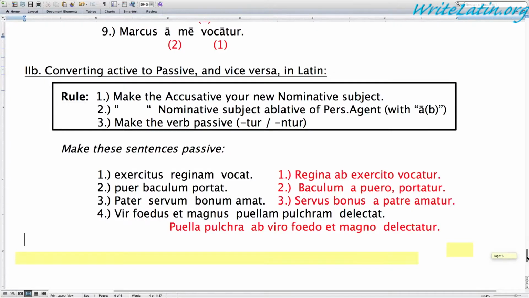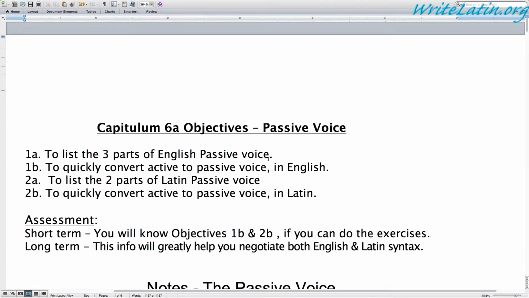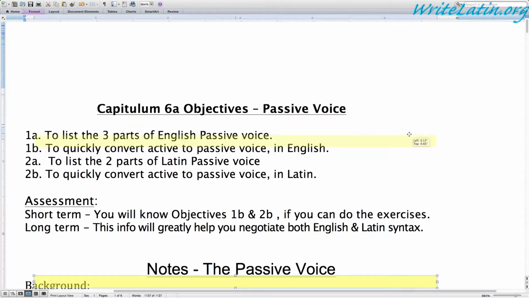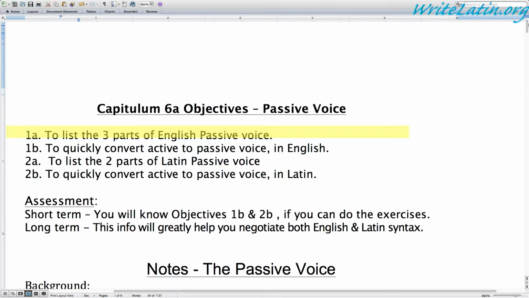All right. So hopefully you feel comfortable now in identifying the parts of passive voice and switching between passive and active in either language. Let's review our objectives, and hopefully you got them. 1A, to list the 3 parts of English passive voice. If you forgot, well, they were right there: form of the verb to be, a participle, and an optional agent, by.